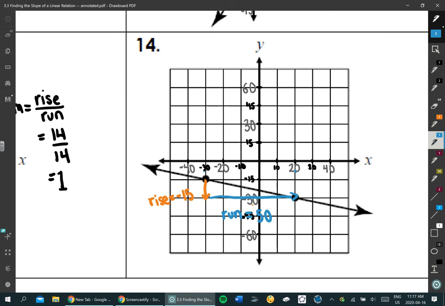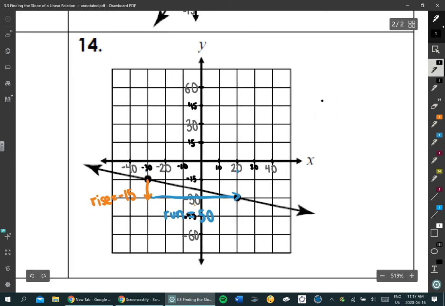Okay. So let's go. We get -15. Remember, rise over run, -15 over 50. We can simplify that. M is equal to, so divide both by 5. We're going to get -3 over 10. -3 over 10.